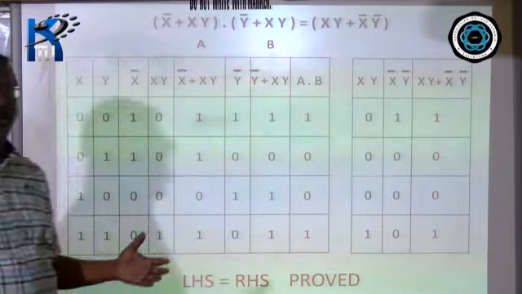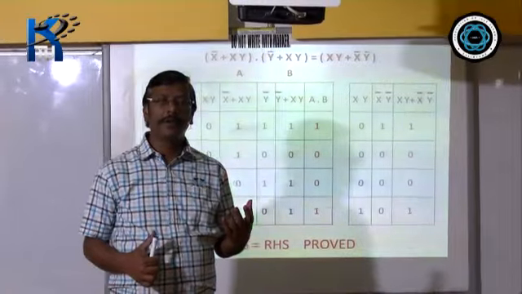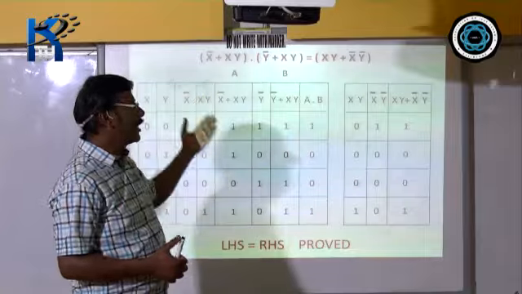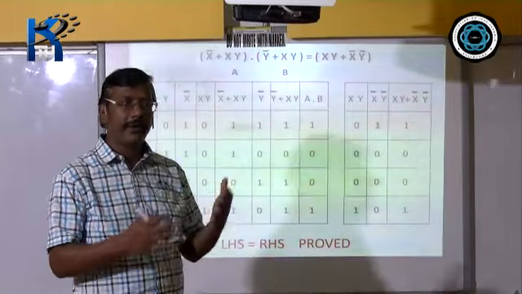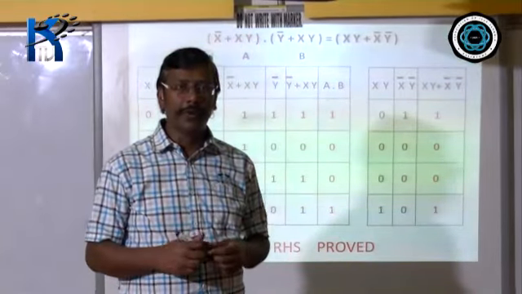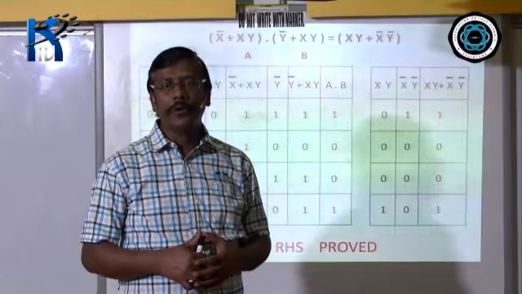Okay. So this is how you solve a truth table. You may be just given a question where you need to draw the truth table for the expression, or you may be given an expression like this where you need to prove that left hand side is same as right hand side using a truth table. Okay. So whichever method comes, you will be able to do it.